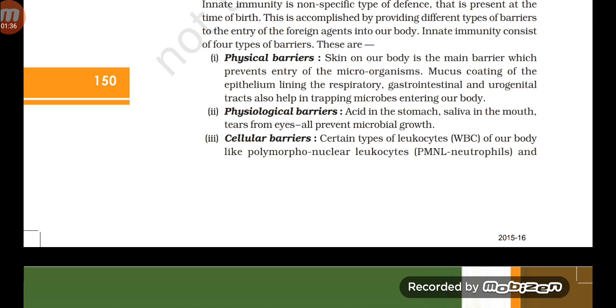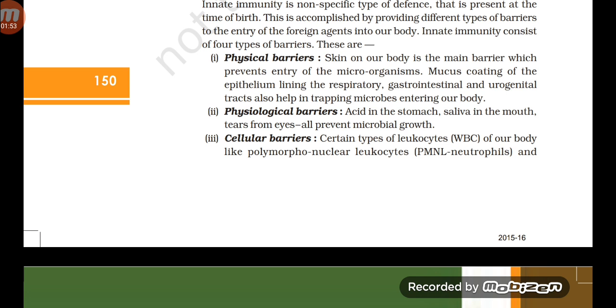Physiological barriers: acid in the stomach, saliva in the mouth, tears from the eyes, they all prevent microbial growth. Now we are going to discuss the physiological barriers. So we just did that.